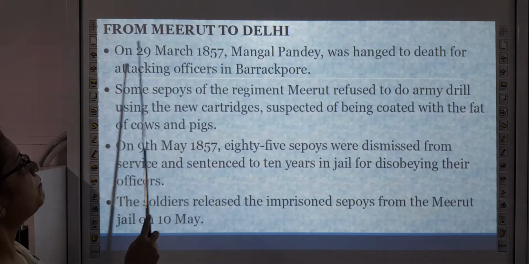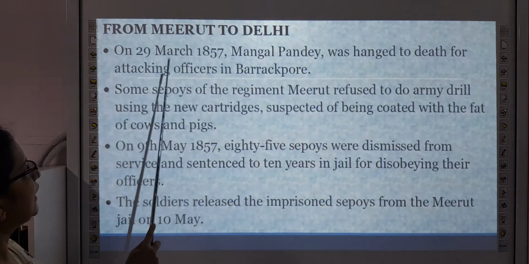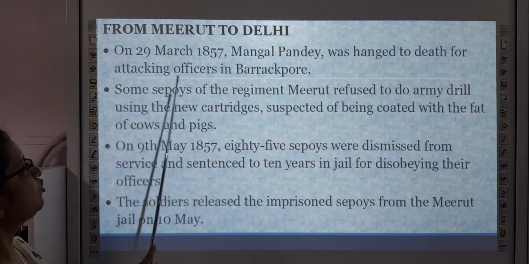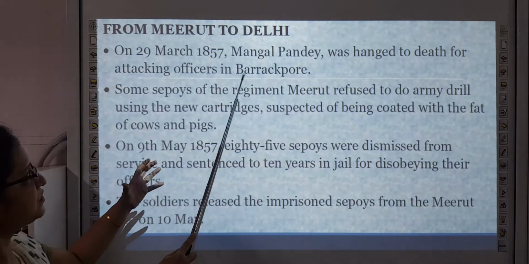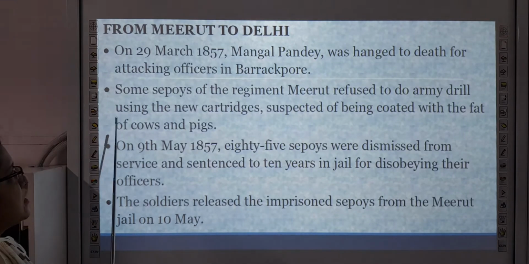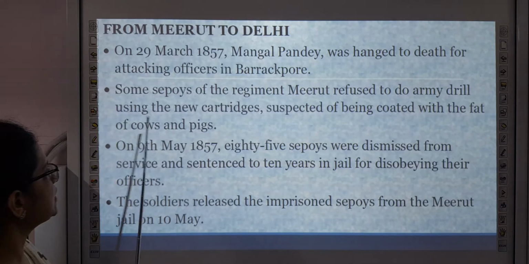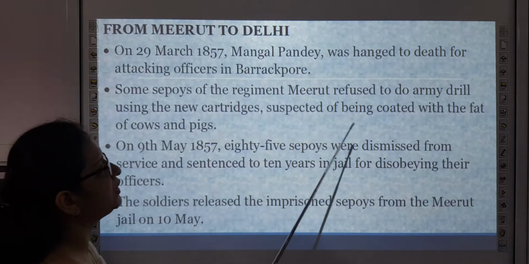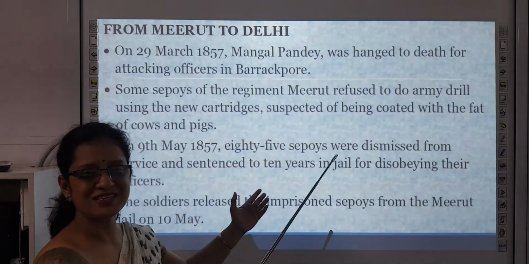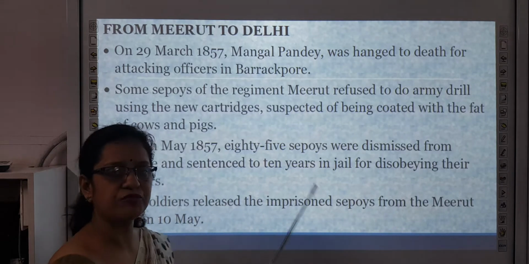The next topic is from Meerut to Delhi. As I told you, it started from Meerut. On 29th March 1857, Mangal Pandey was hanged for attacking officers in Barrackpore. Some sepoys of the regiment at Meerut refused to do army drill using the new cartridges, suspected of being coated with the fat of cows and pigs. They refused to use those cartridges because of this suspicion.